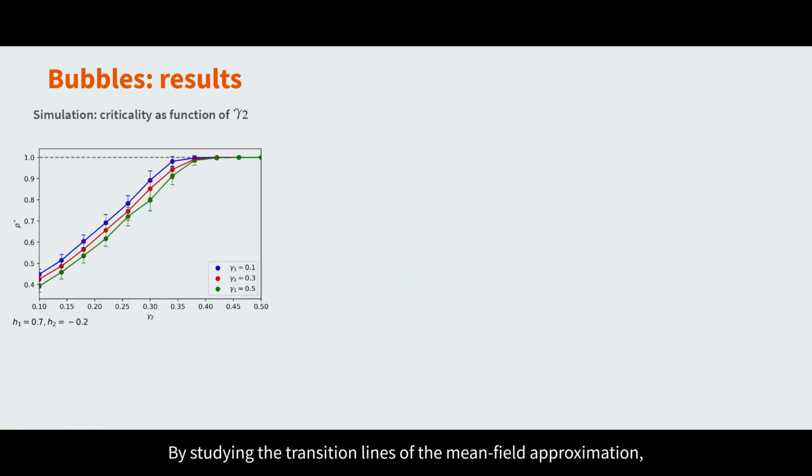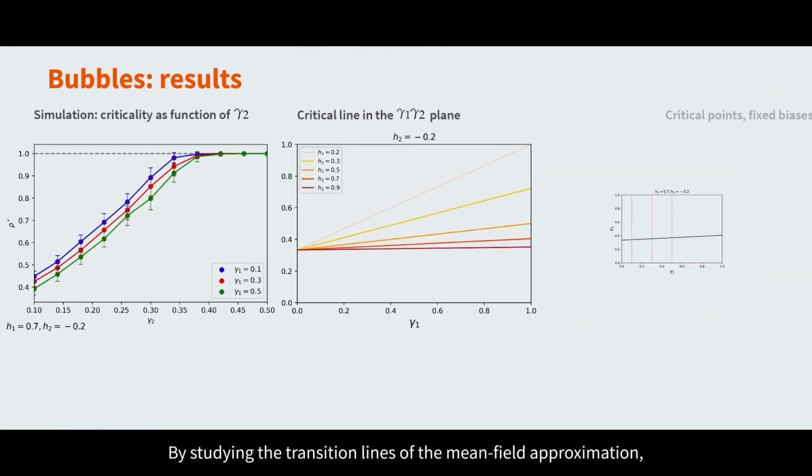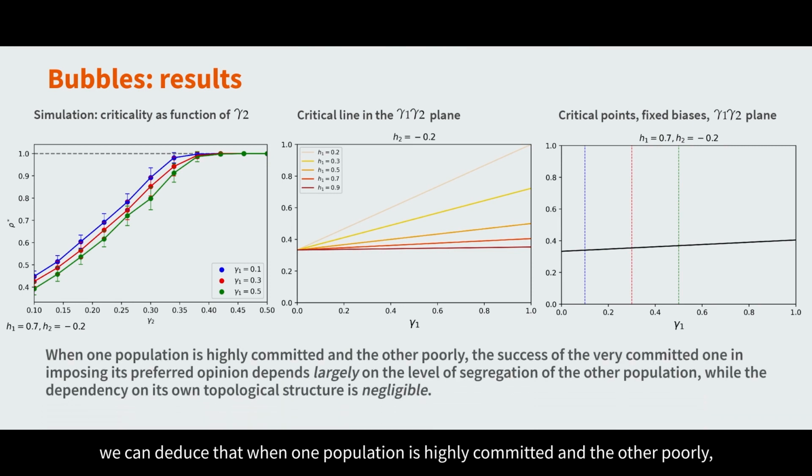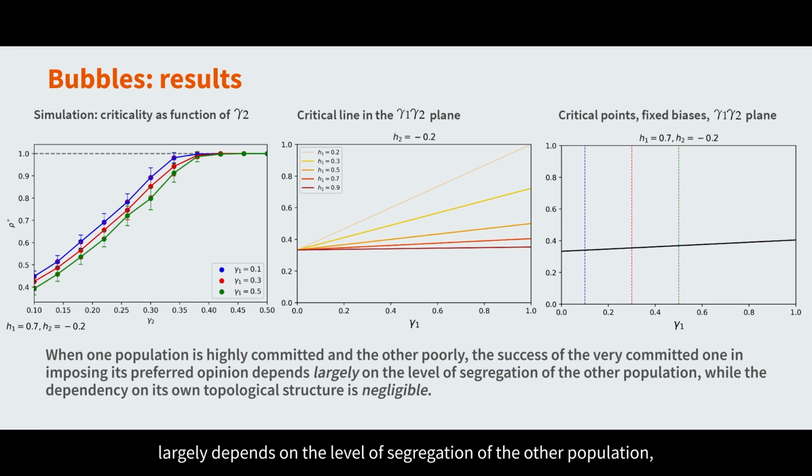By studying the transition lines of the mean field approximation, we can deduce that when one population is highly committed and the other poorly, the success of the very committed one in imposing its preferred opinion largely depends on the level of segregation of the other population, while the dependency on its own topological structure is negligible. This claim is also supported by numerical simulations.